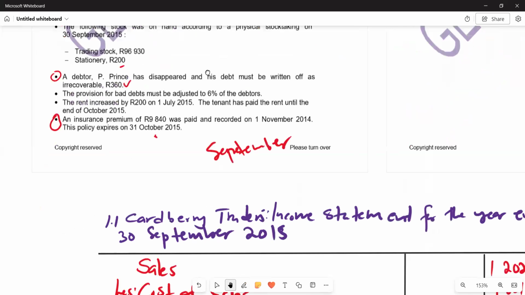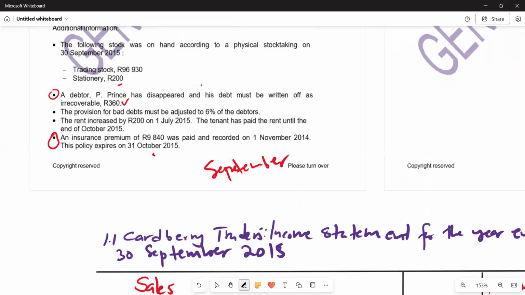So what are we going to do? We need to find out the insurance payment for October, and we can only find that out if we calculate the monthly figure using this 9,840. Remember, it's from 1 November 2014 to 31 October 2015, so there are 12 months. We can divide by 12 to get the monthly insurance. So 9,840 divided by 12. Let's calculate that. We are going to get 820.